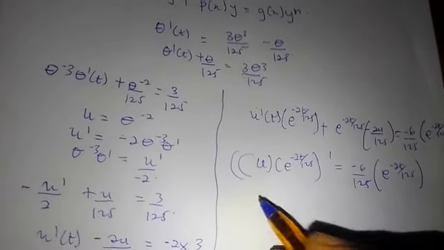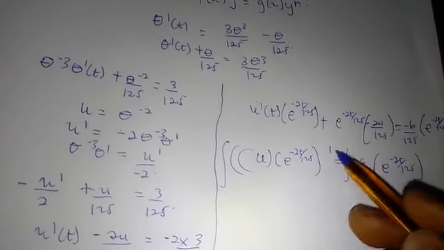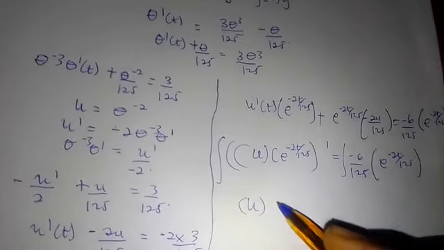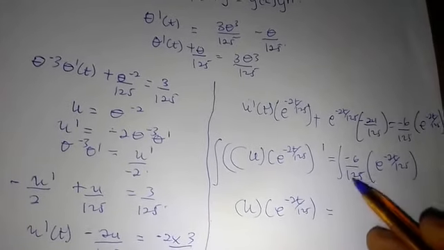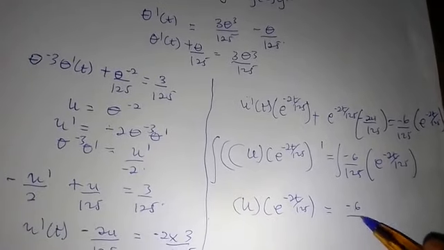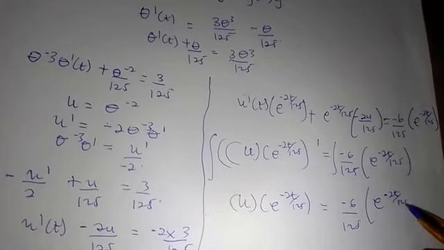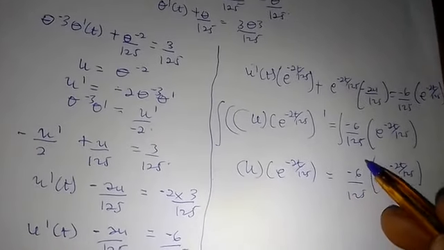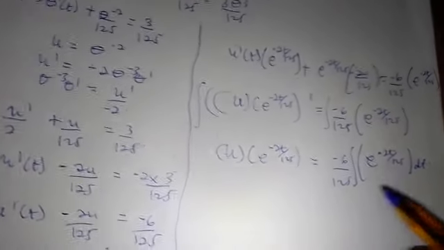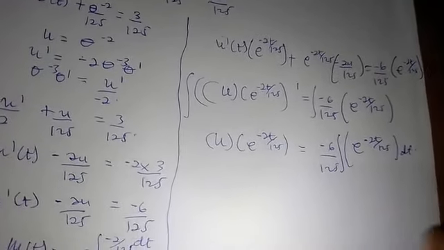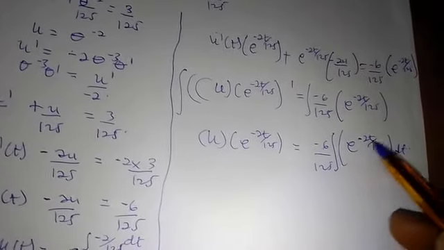So once you get this, our aim is to find u. So I just take integral on both sides. Here, the integral will cancel the derivative. So I'll be left with u multiplied by e to the power negative 2t over 125 equal to, this is a constant, it will come out, negative 6 over 125 multiplied by the integral of e to the power negative 2t over 125 dt. So at this point, I'm going to integrate this section. This is a simple integral. You just make u equal to the whole function here.